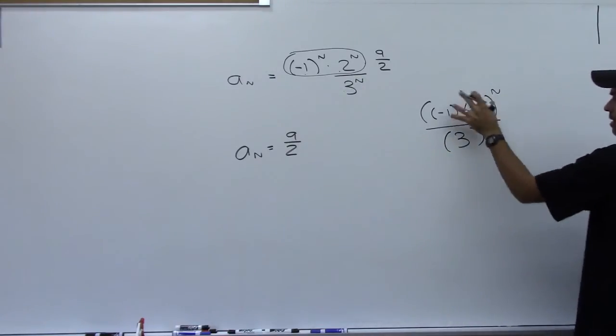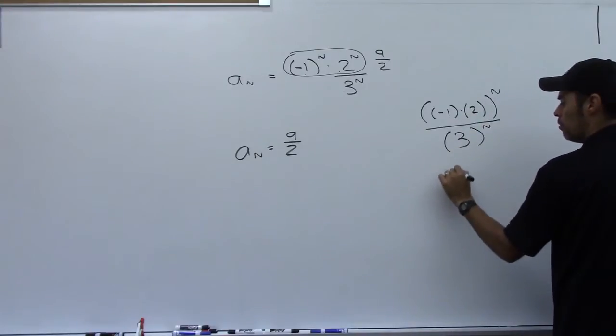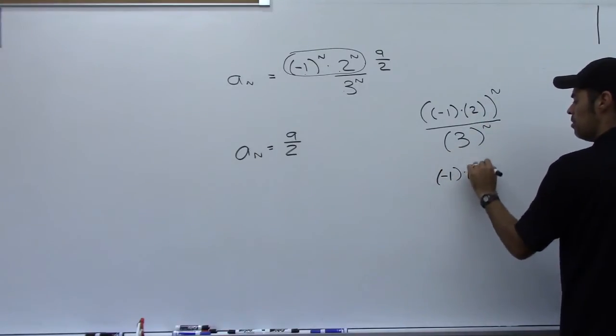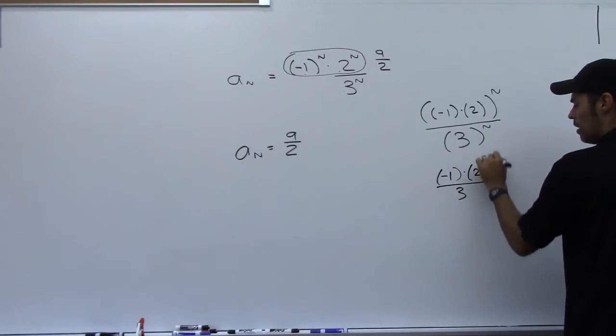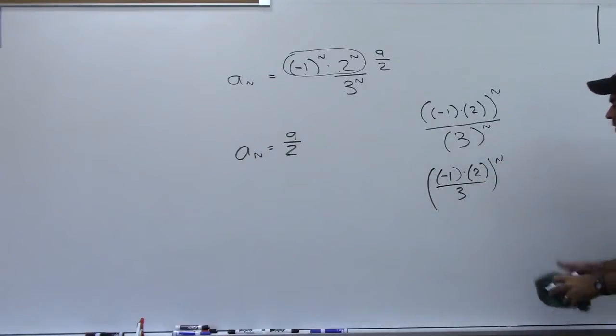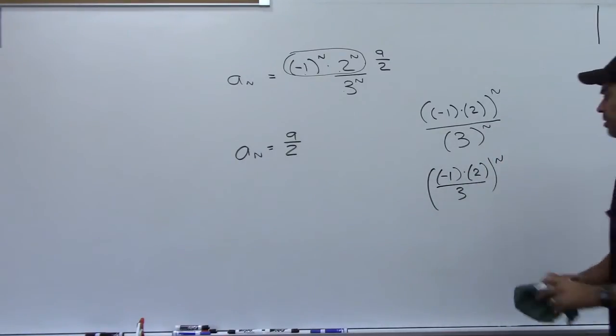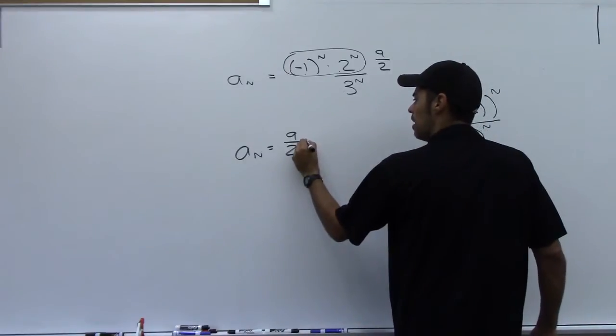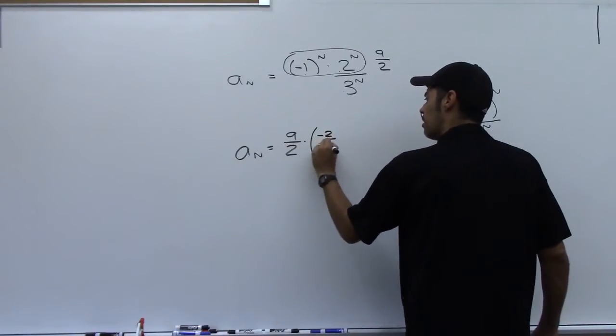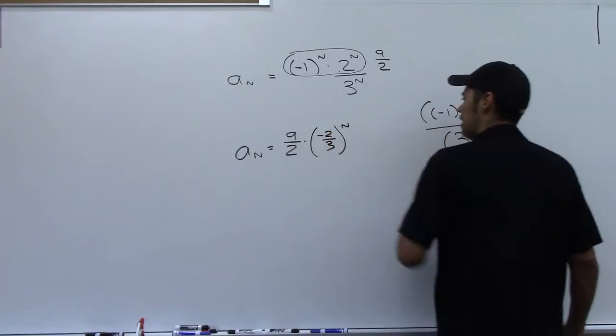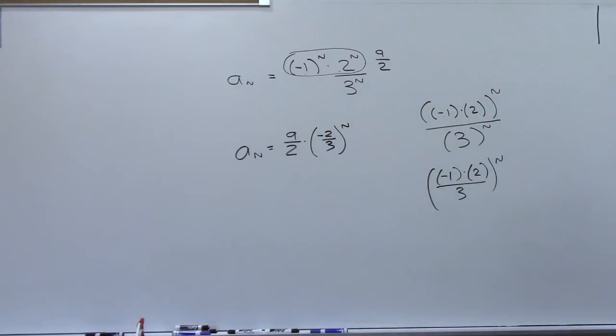And since this and this are both to the n, I could go -1 times 2 over 3, all of that to the n power. And if I put this together, this is just -2/3. So I have times -2/3 to the n. And that's it. That's probably what the back of the book has.